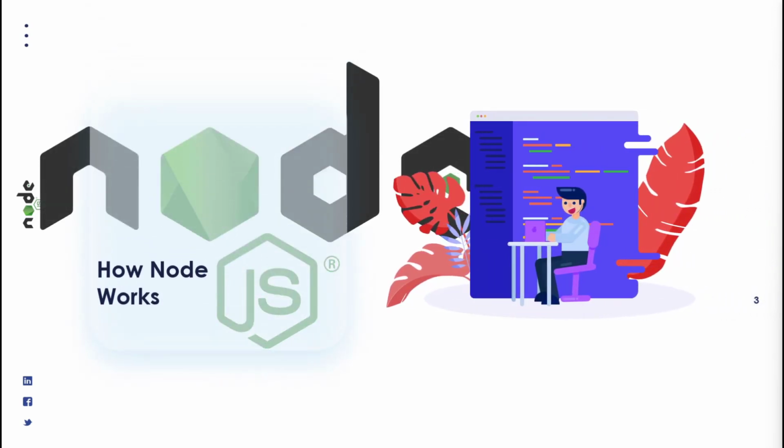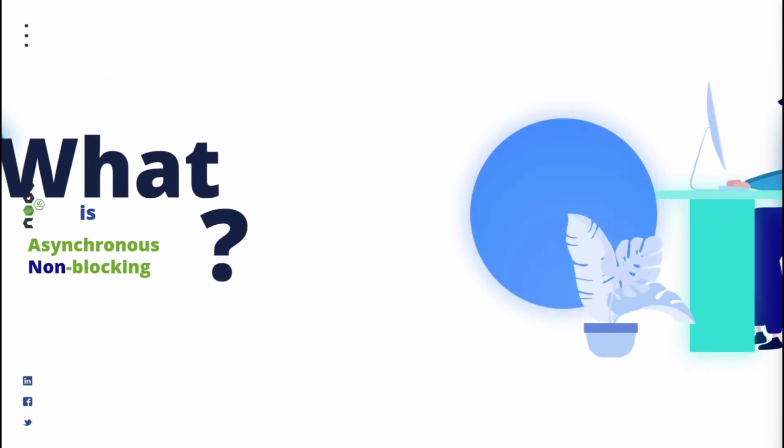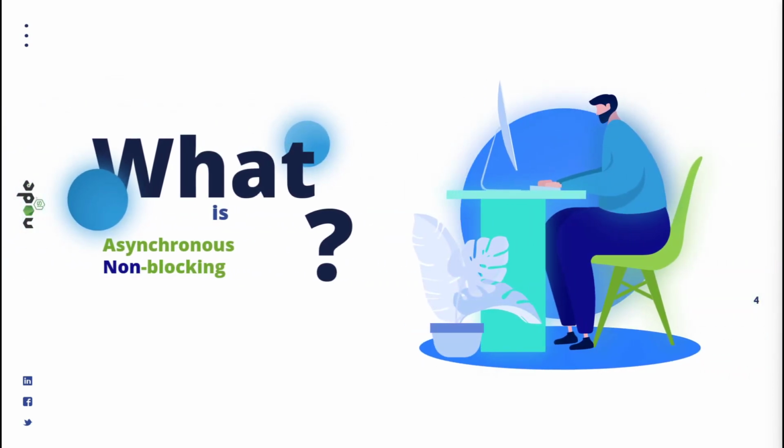In a previous video, I said Node is a highly scalable, data-intensive, real-time application because of its non-blocking, asynchronous nature. What does it mean by asynchronous? Let's try to understand using an example.